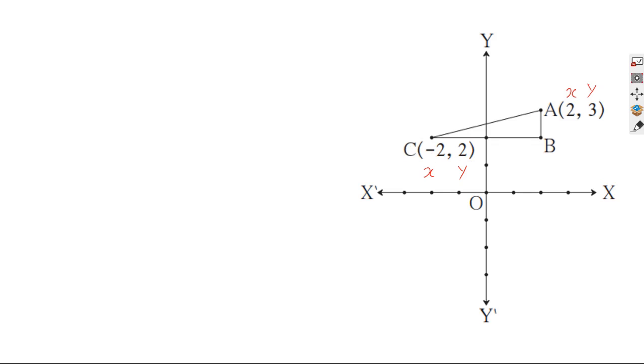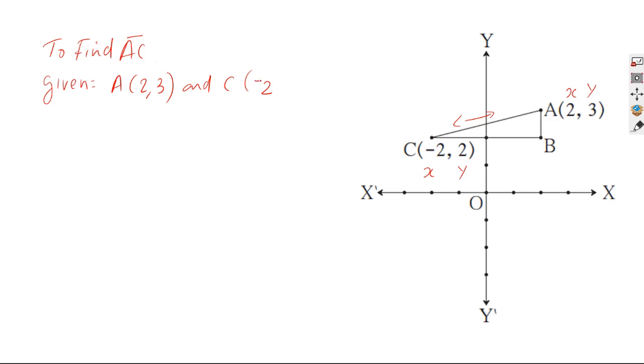So I need to write down here what this A and C are. In this case, I can simply say that we have to find the distance AC, the length of the segment AC. We have all that we need. What is given over here is that A has the coordinates 2 and 3, and the C coordinates are nothing but -2 and 2. This is what is given.